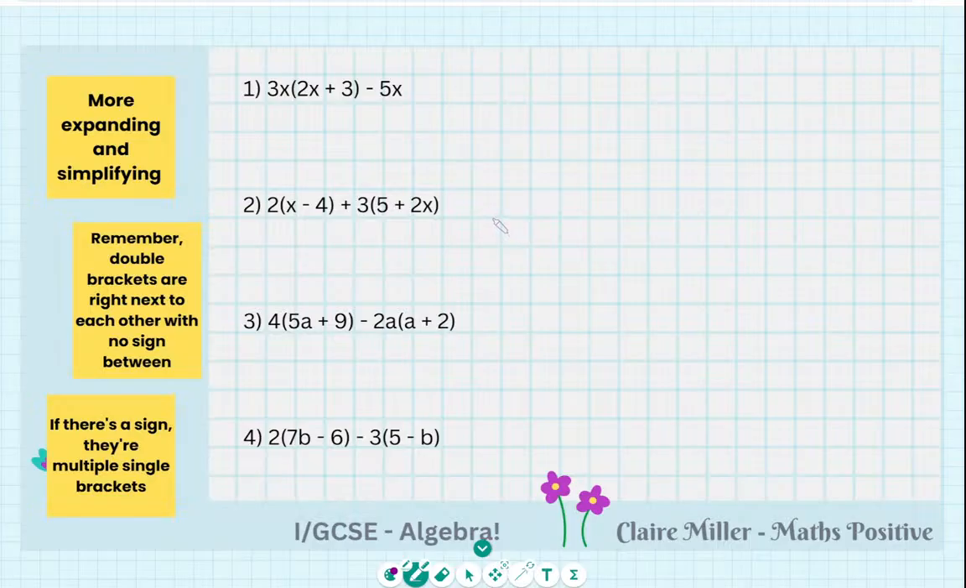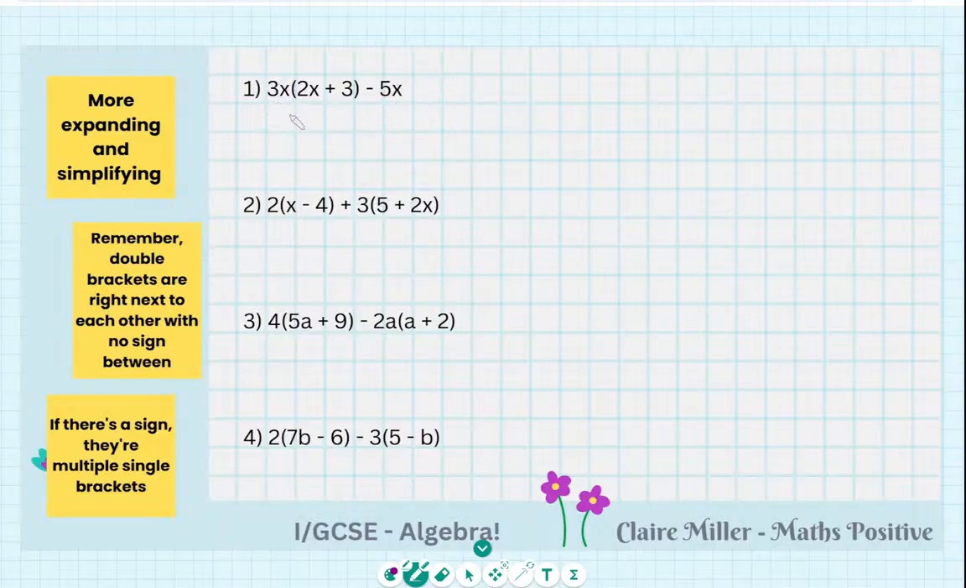Okay, so expanding and simplifying. So here we've got a single bracket to expand. And remember, I'm multiplying everything in the bracket by whatever's on the outside. We have then something else taken away from it, but that's okay. We'll sort that out later on. That will just need to be simplified at the end.